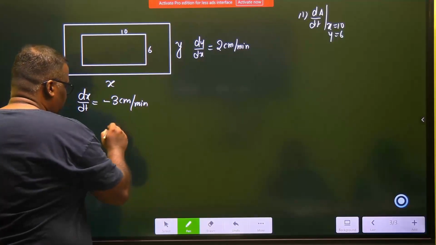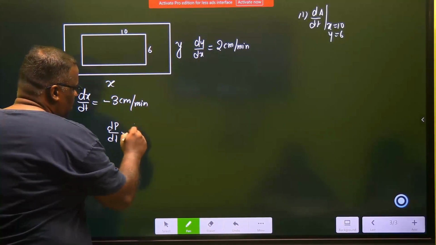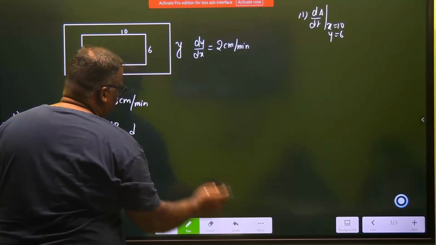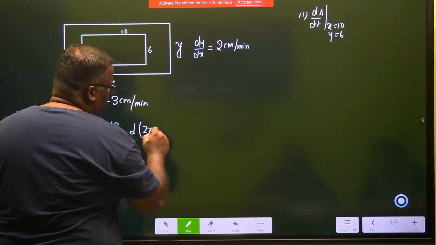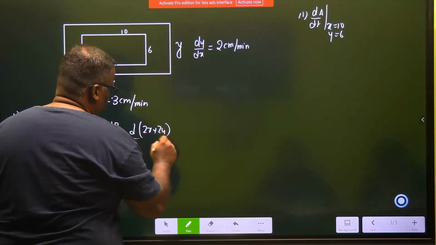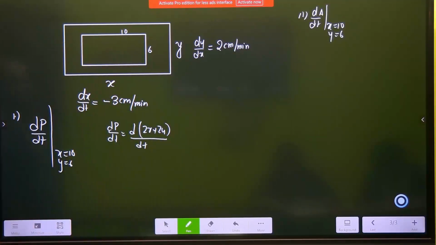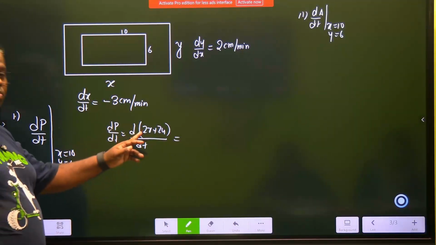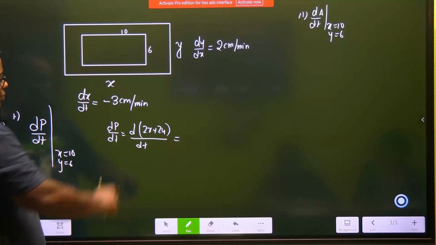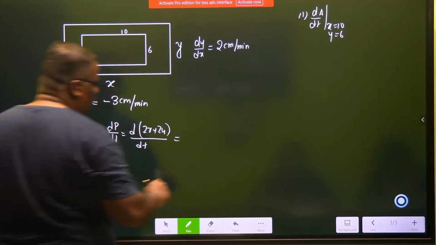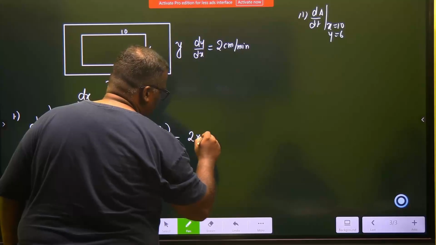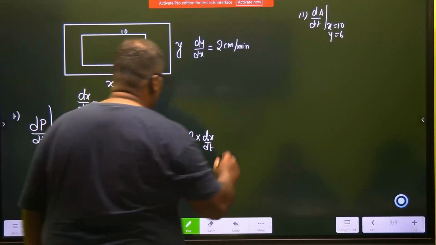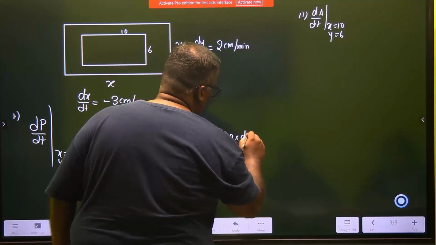Perimeter. dP by dt is equal to d of, what is perimeter? 2 times of L plus B, or 2 times of x plus y. 2x plus 2y. Do you agree or not? Over dt. Both are variable. How will you do this? Get the differentiation. You will first differentiate it with respect to x. So if you differentiate it with respect to x, how much do you get? 2 into dx by dt. Chain rule, understood? And y will become 2 into dy by dt.